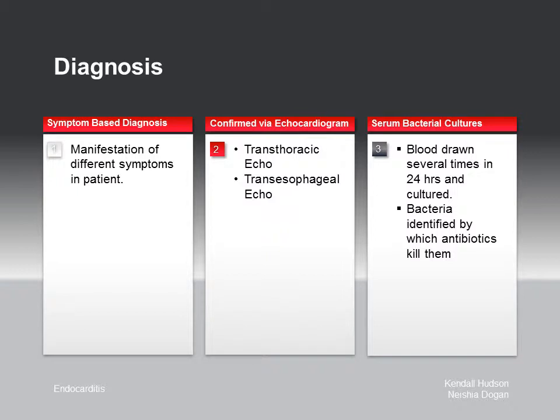Endocarditis is not a disease that is easily treated, simply because the manifestation of symptoms is different in each person. However, endocarditis is typically confirmed via echocardiogram. There are two types of echocardiogram commonly used to diagnose endocarditis. The first type is transthoracic echocardiogram.